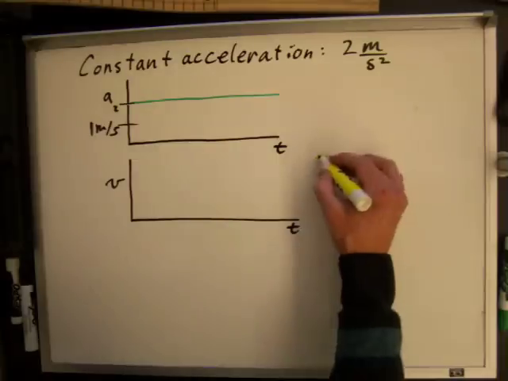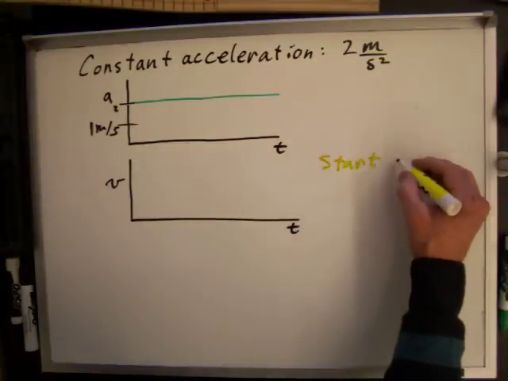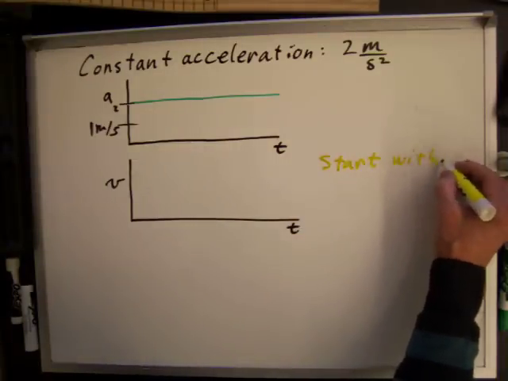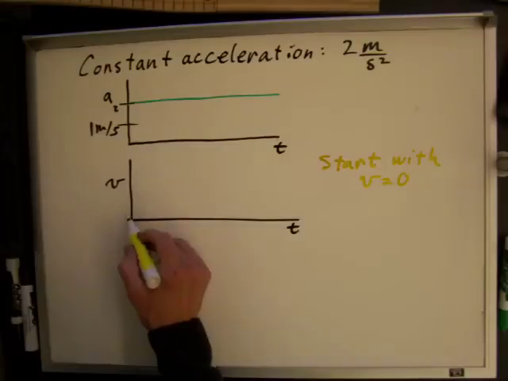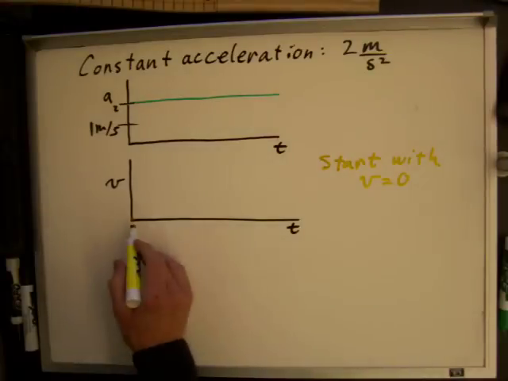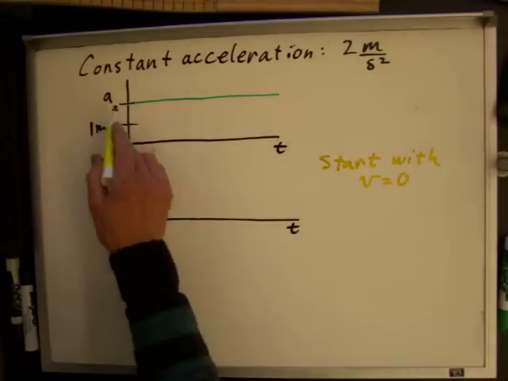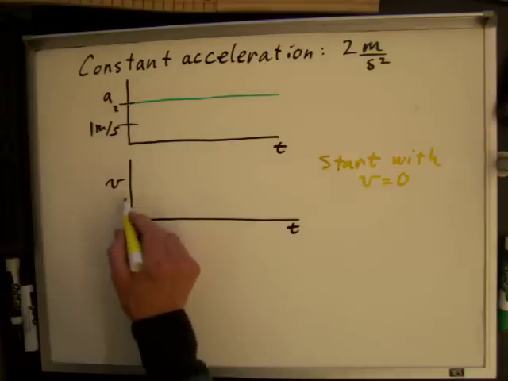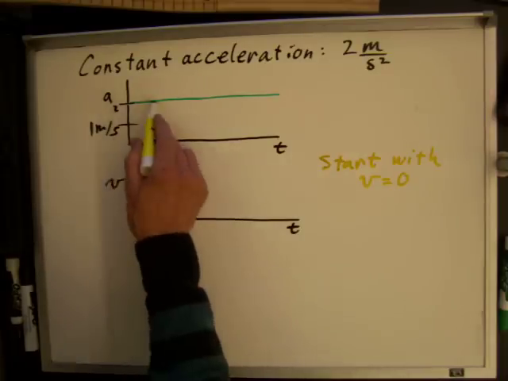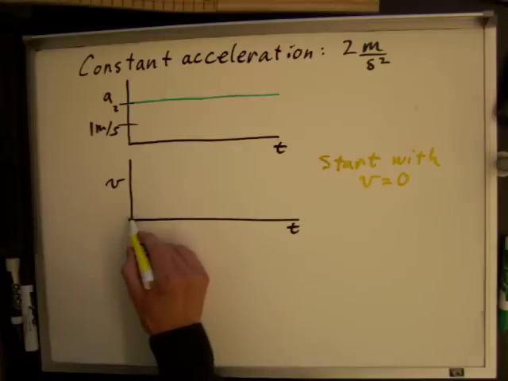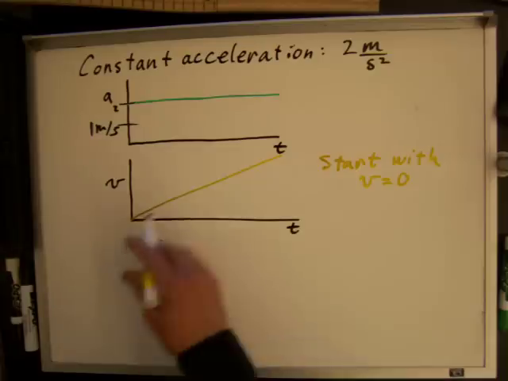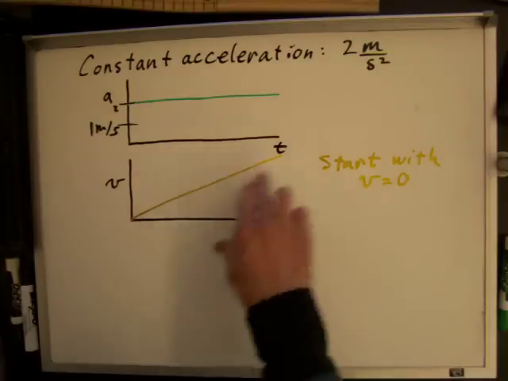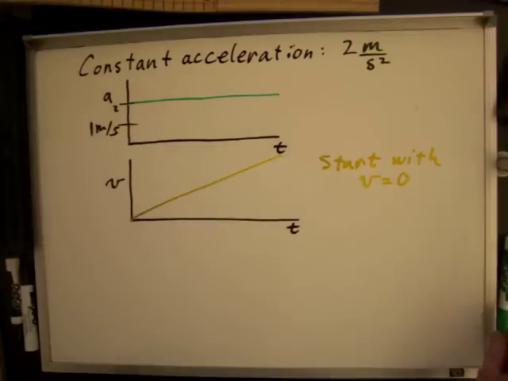Suppose I start with a velocity which is equal to 0. Well, if I do, then that means at the starting time, t equals 0, velocity is equal to 0. If the acceleration is positive, then the slope on this velocity time graph has got to be positive. If the acceleration is constant, then the slope has to be constant. And something with a constant slope is always a straight line. If the slope changes, then there must be a curve. But in this case, because the acceleration is constant, the slope here has to be constant.